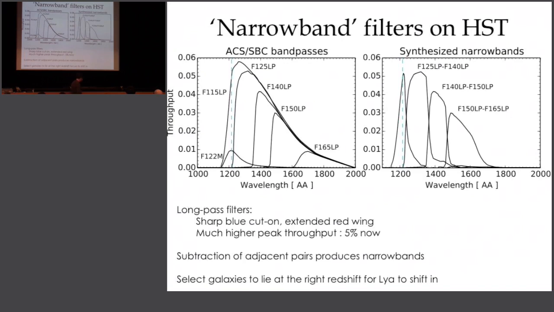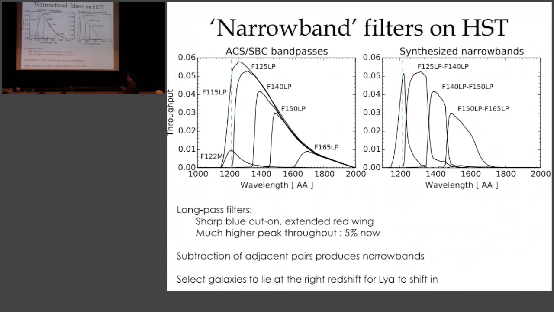And then, after a few years of playing with this, we realized that the same camera also contains these long-pass filters up here, right? So instead of using this little filter down here, we take these long-pass filters. These are basically triangular. They're just cut-on filters, so they transmit everything redwards of their cut-on wavelength. And this red wing of the filter here is just a decreasing quantum efficiency, QE, of the detector.